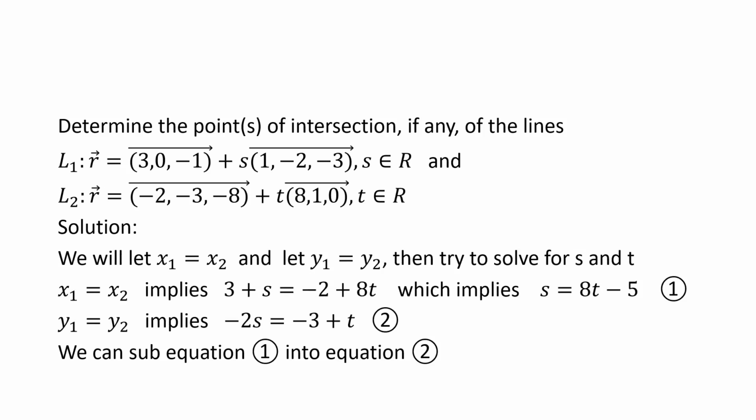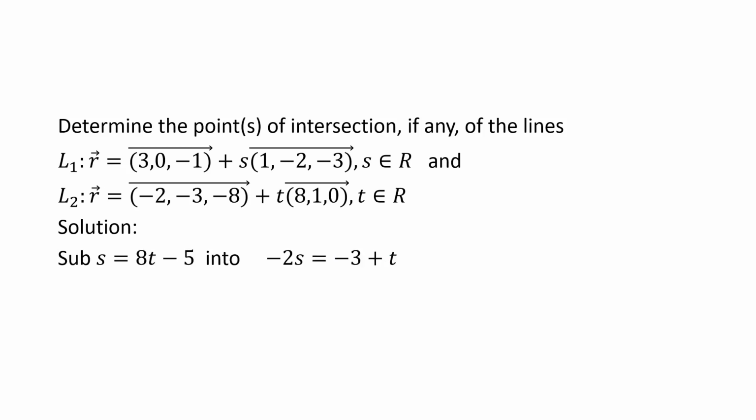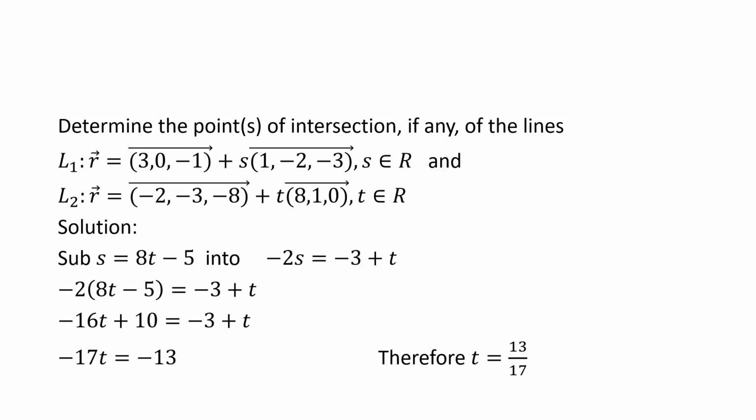So once again, we'll let x1 equal x2 and y1 equal y2, and we'll try to solve for s and for t. Letting x1 equal x2 leads to 3 plus s equals negative 2 plus 8t, ultimately leading to s equaling 8t minus 5. Letting y1 equal y2 means negative 2s is negative 3 plus t. Well, we can take equation 1, this expression for s that we got right here, and plug it into equation 2 and simplify, and we'll be able to solve for the variable t. When we do that, we end up finding out that negative 17t equals negative 13, so t is 13/17.